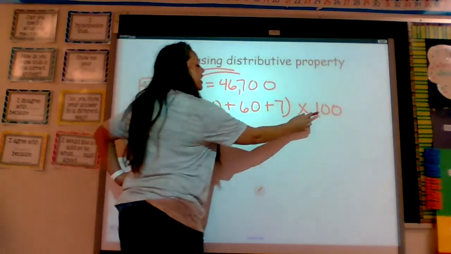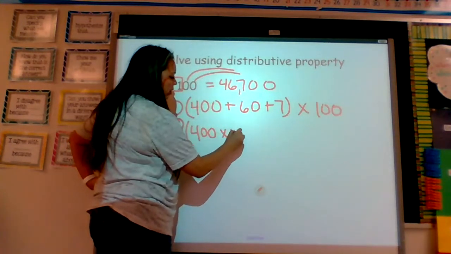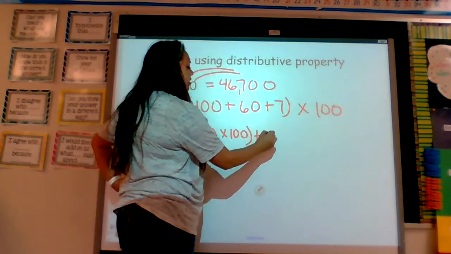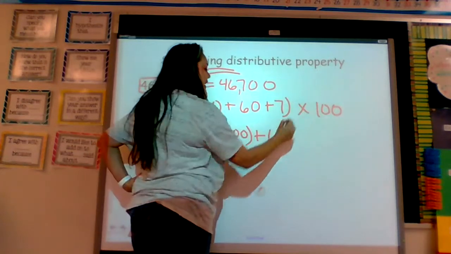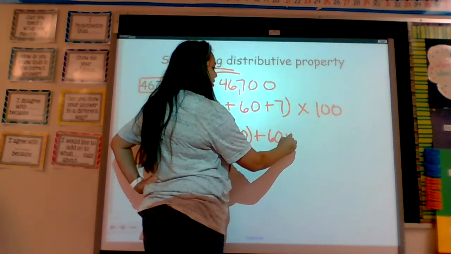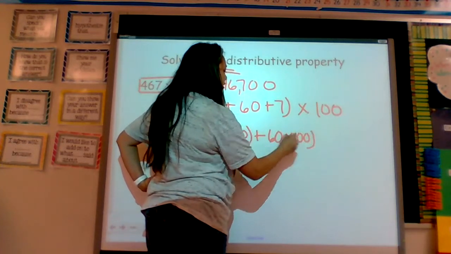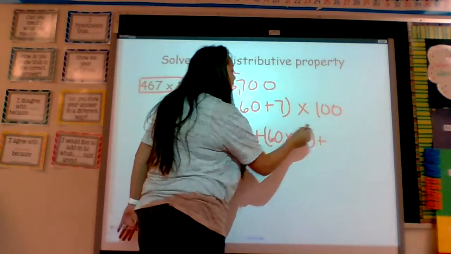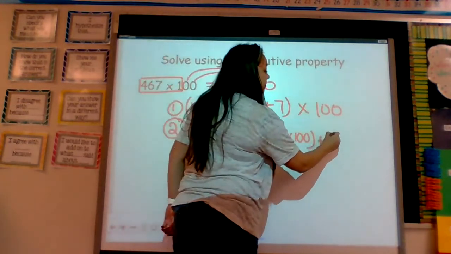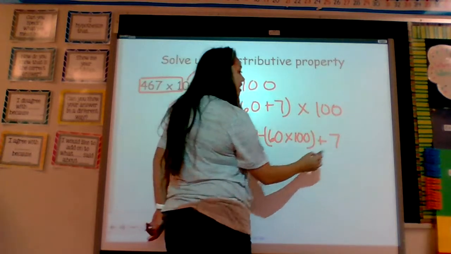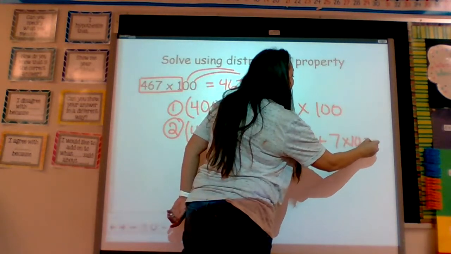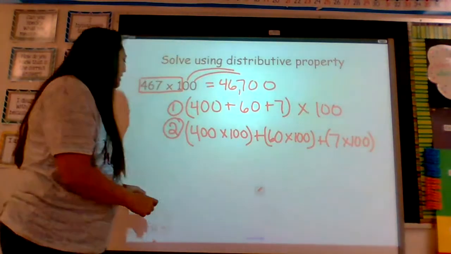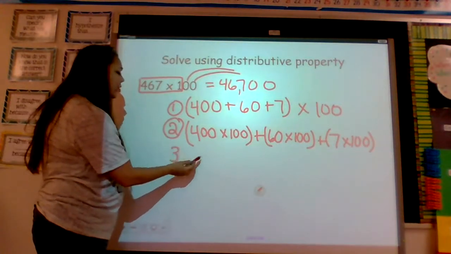400 is going to get 100. So times 100 plus 60, and it's going to get a 100. So I'm going to multiply that by 100, and I'm going to keep that kind of together. It helps my eyes keep everything separate. And now I have a 7. And the 7, I can't leave it out. It's going to get a 100. Now the last step is just do what's inside here.